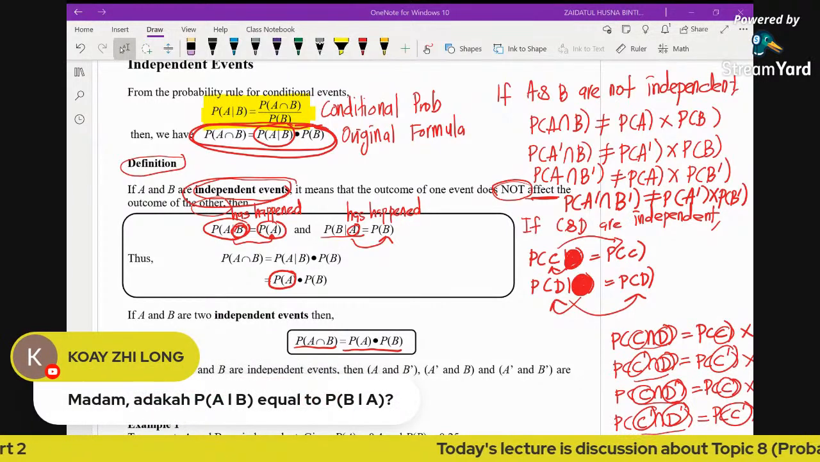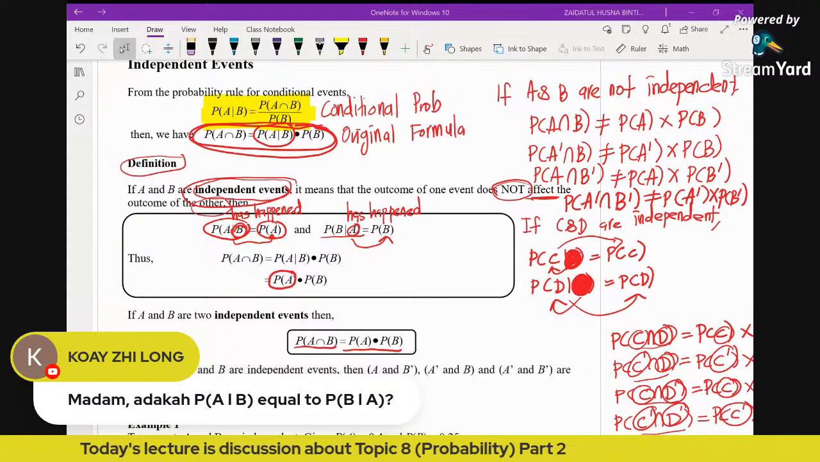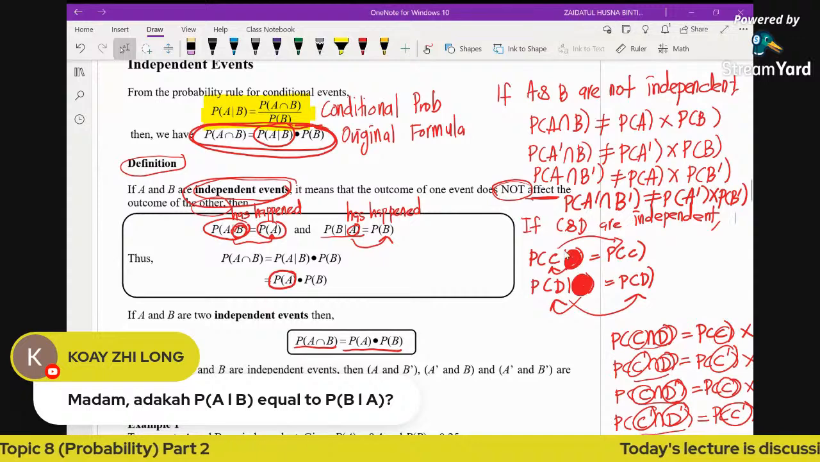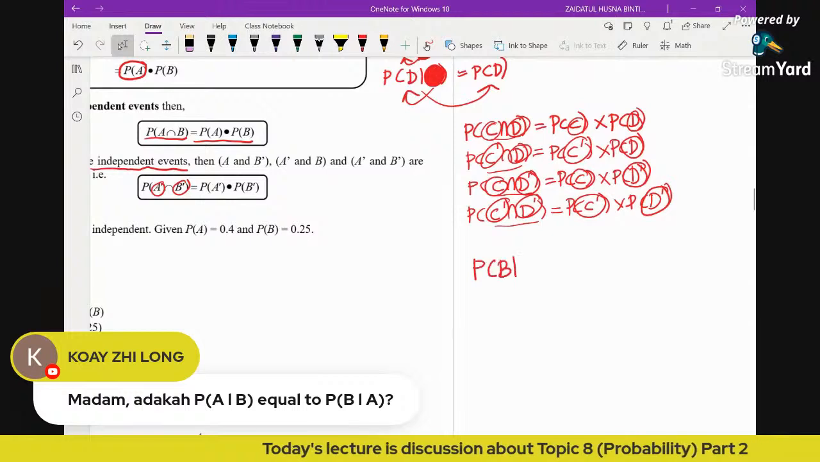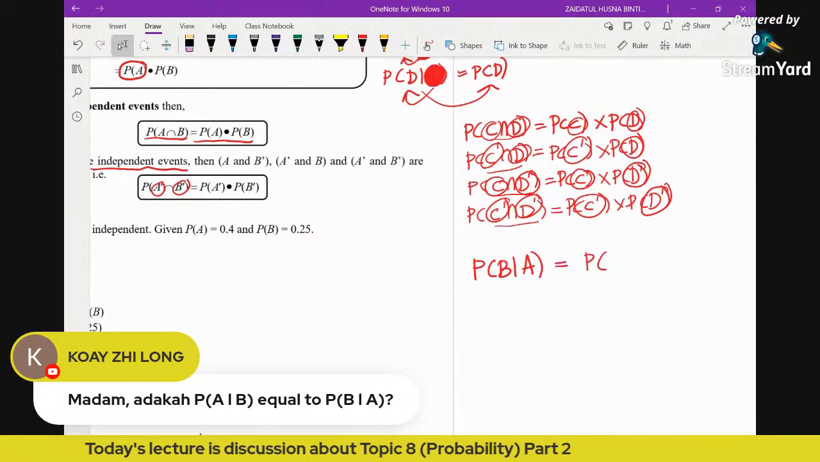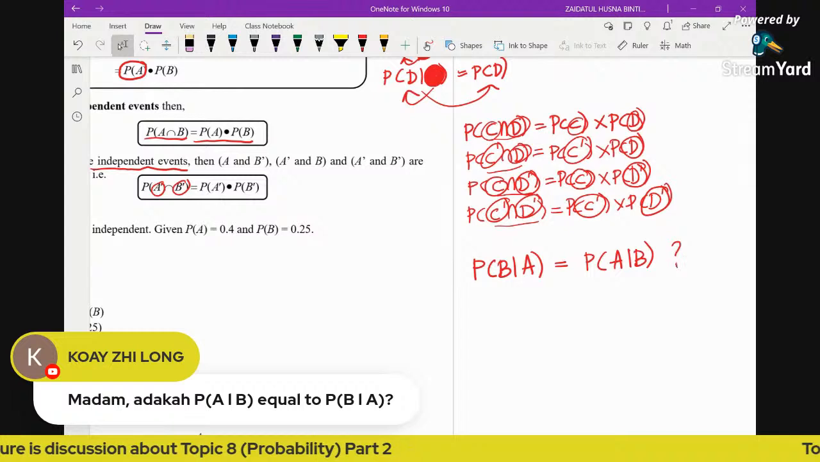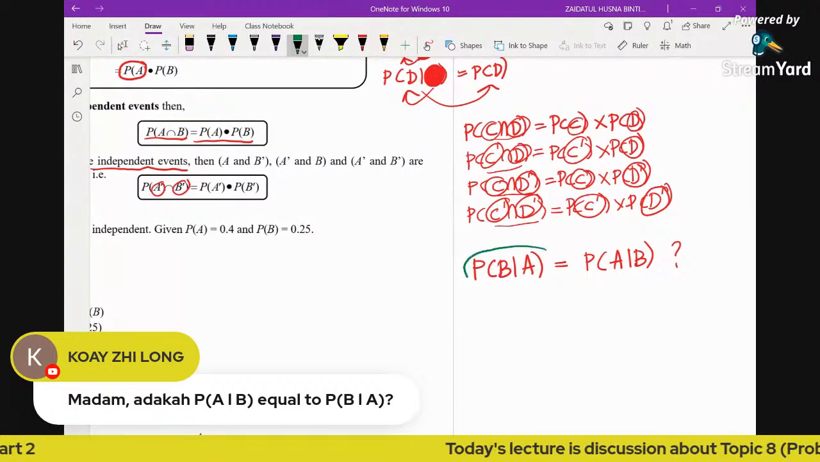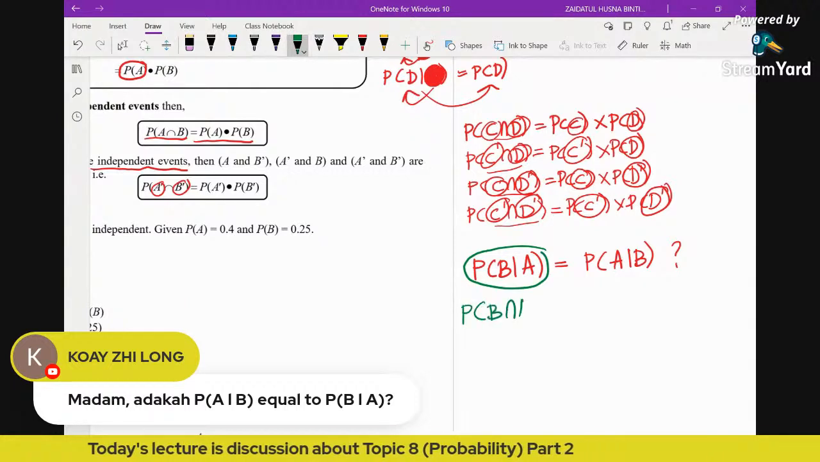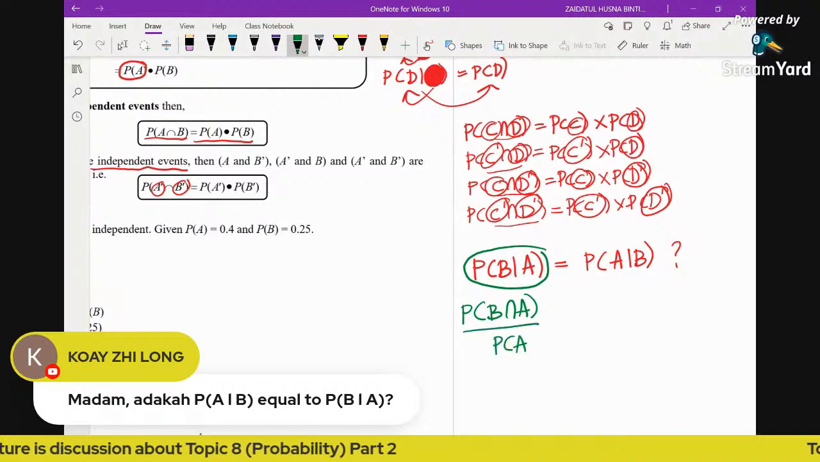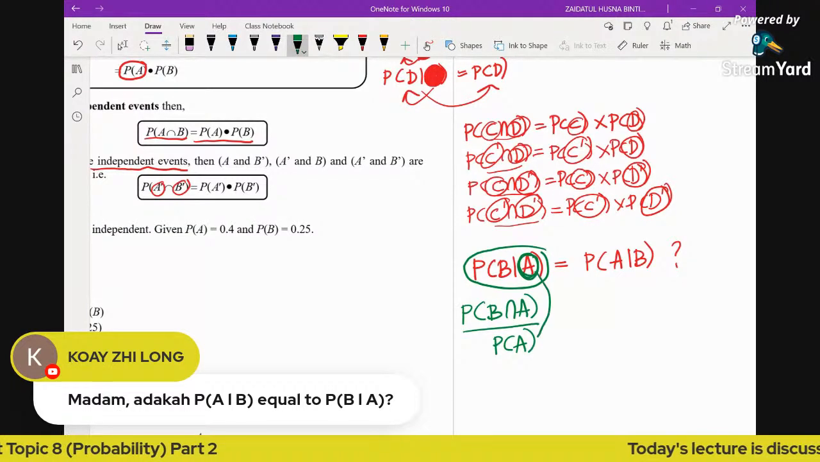Zilong asks, Madam, is the probability of A given B equal to the probability of B given A? No. Why not? Let's compare the formulas. This is a very good question. Is this the same as this? Going back to the conditional probability formula, the probability of B given A is equal to the probability of B intersect A over P(A). We take what has already happened and put it at the bottom.